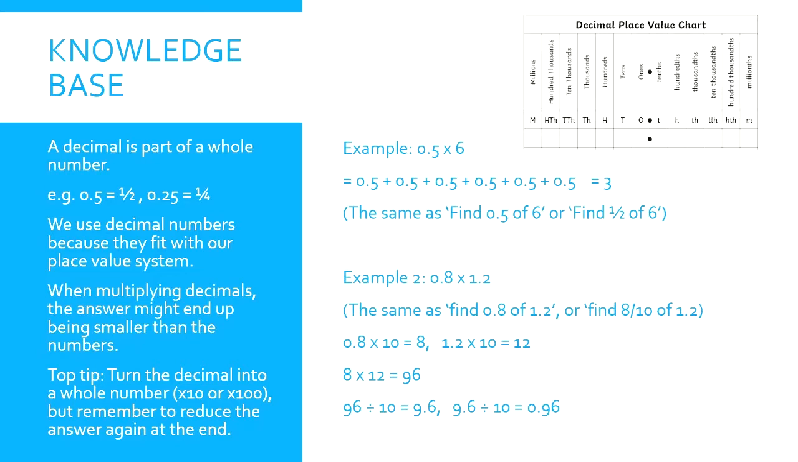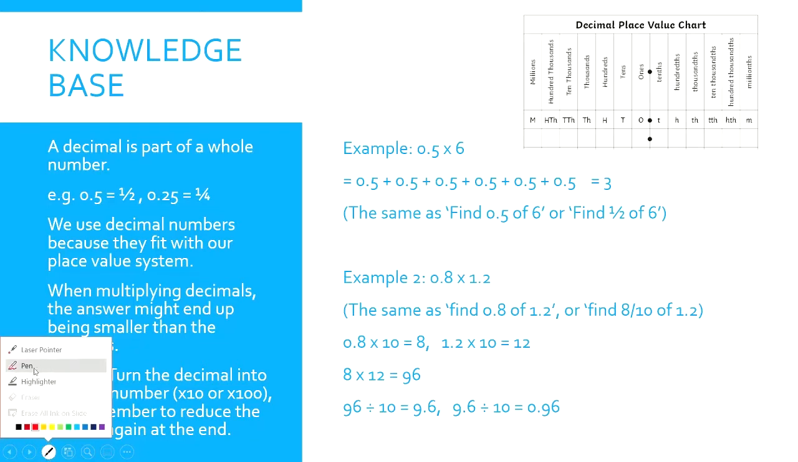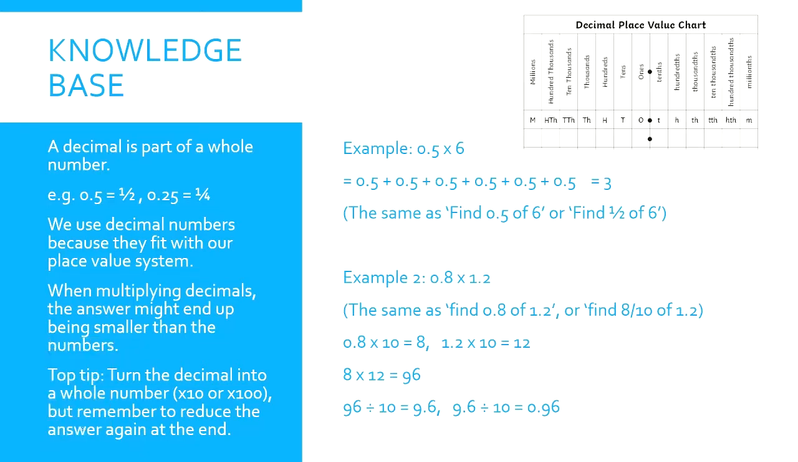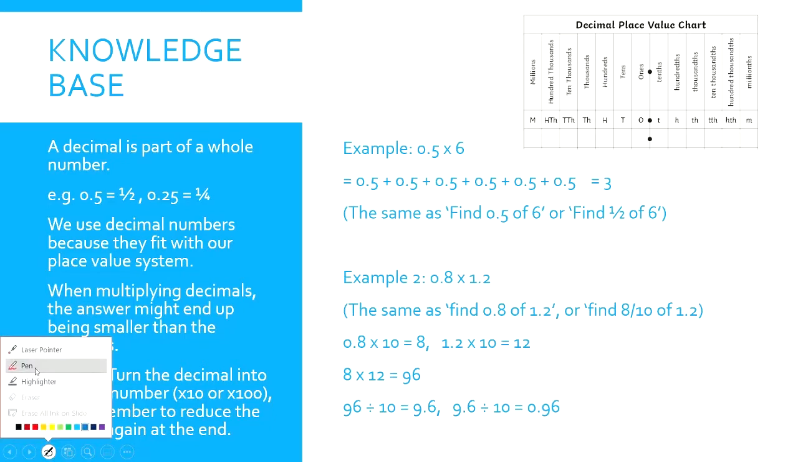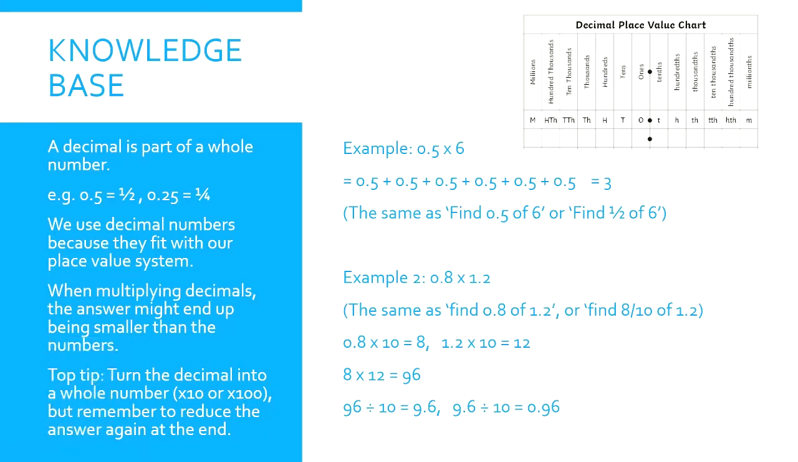As an example, if I've got something a little bit more complicated, like 0.8 multiplied by 1.2, what I might want to do here is think about, well, if this is the case, then I'm going to have to do something slightly different. There is a really useful tip that we can use, which is to turn the decimal into whole numbers, do my multiplication as normal, but then reduce the number again at the end.